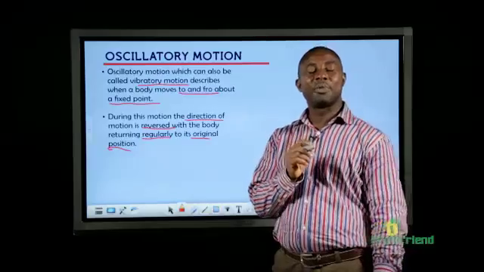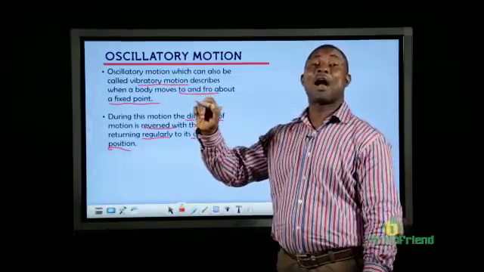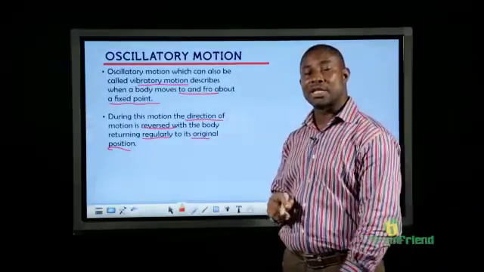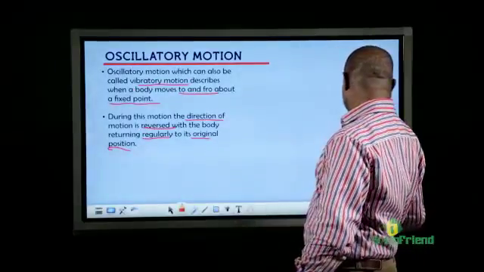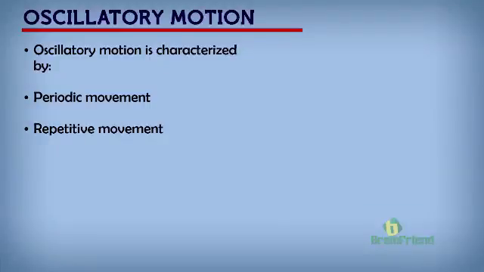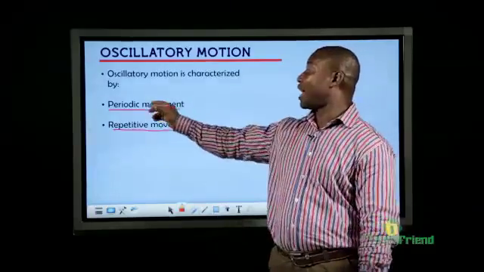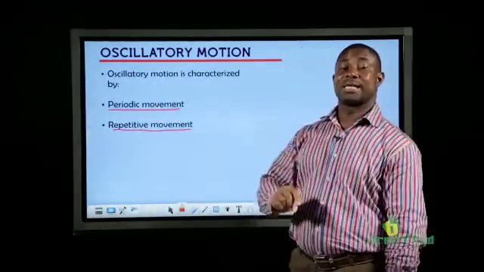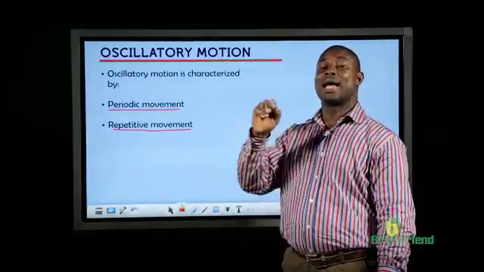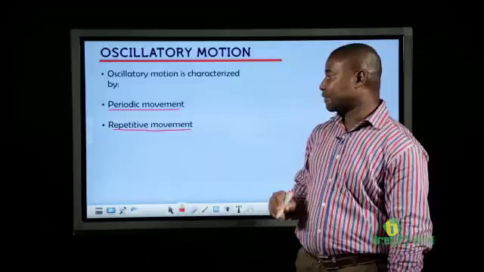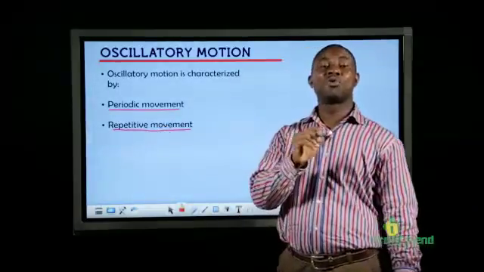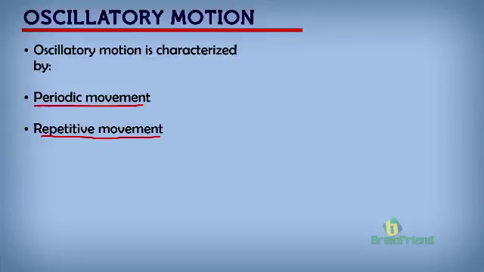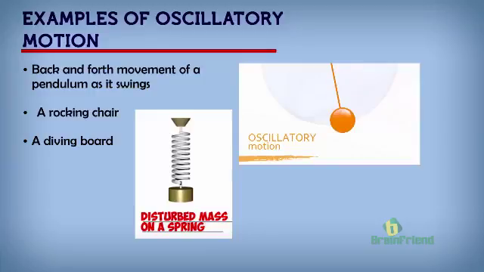So it moves from the starting point, moves to the next point, and comes back in the opposite direction back to the starting point. What characterizes oscillatory motion? There is periodic movement and there is repetitive movement. When we look at some of the examples, we're going to see what it means to have a periodic movement. Simply put, it's covering the same distance in the same period of time. And it is repetitive, meaning it moves from A to B and returns back to A following the same path.